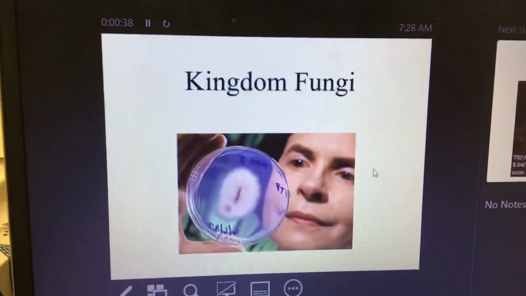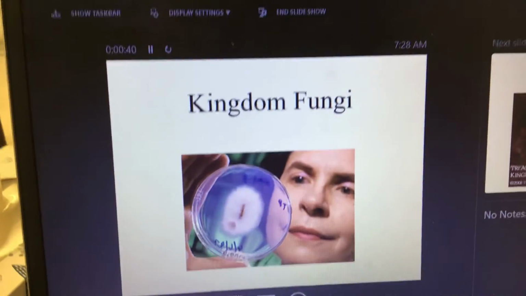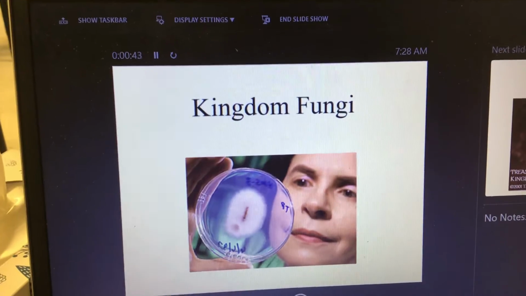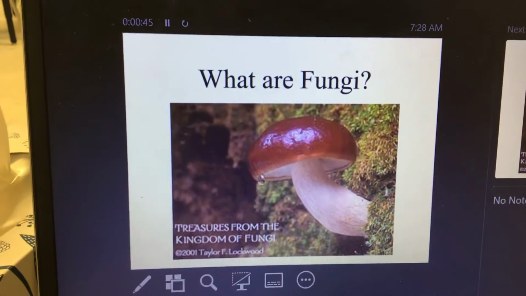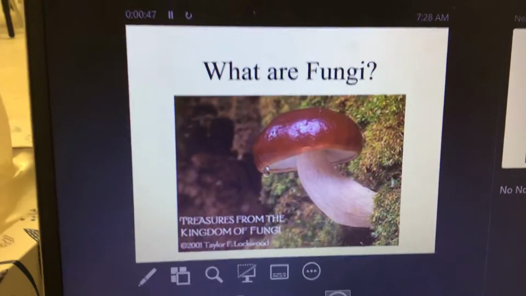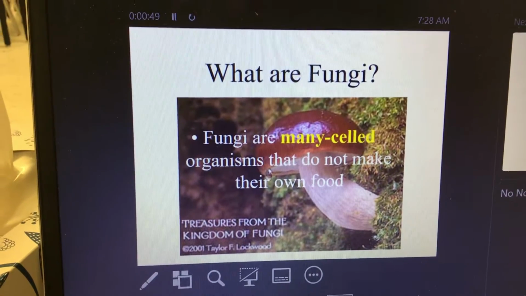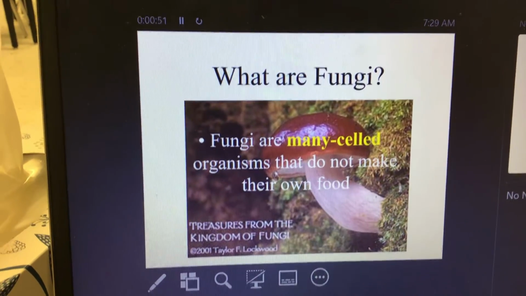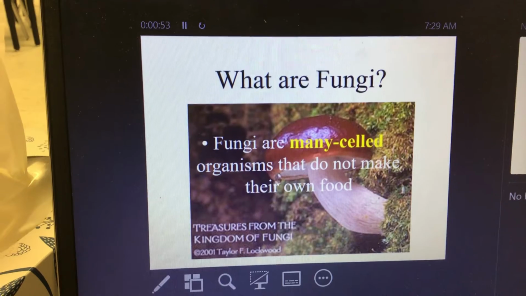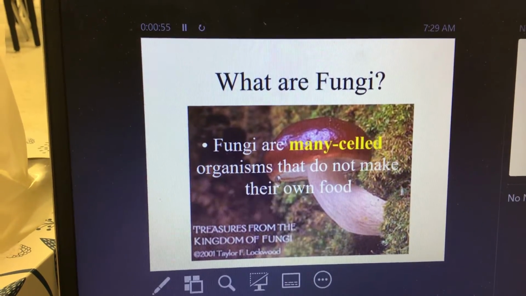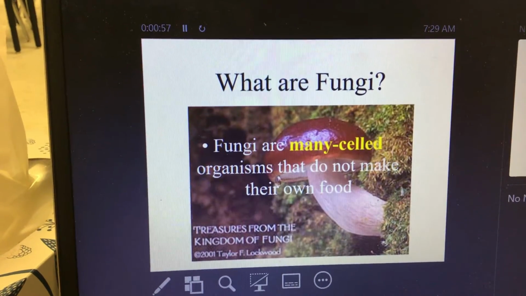Today we're going to talk about kingdom fungi. Kingdom fungi, that is your heading. All right, now what are fungi? Good question. Fungi are many-celled organisms that do not make their own food.